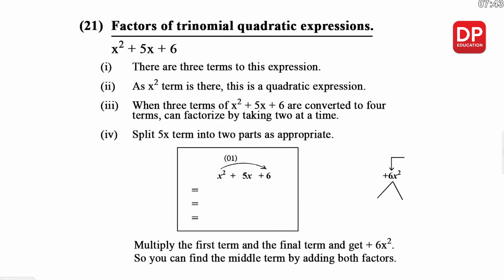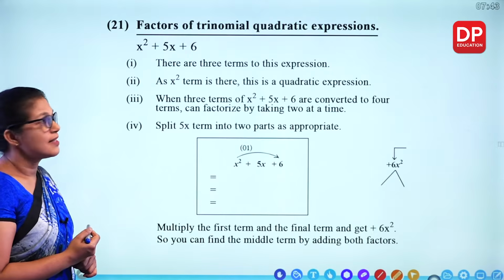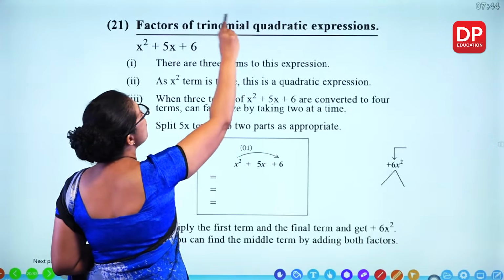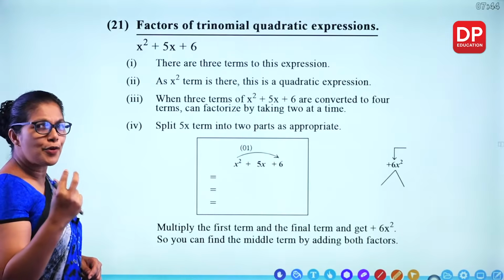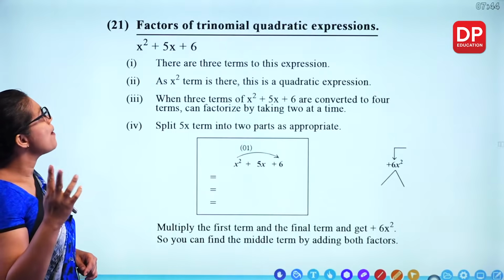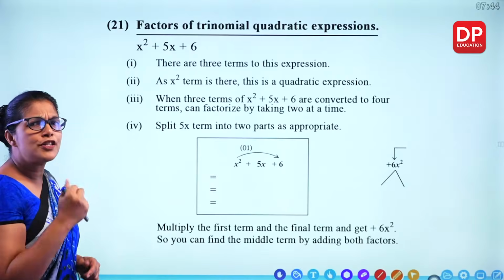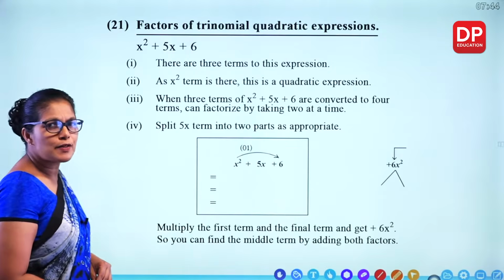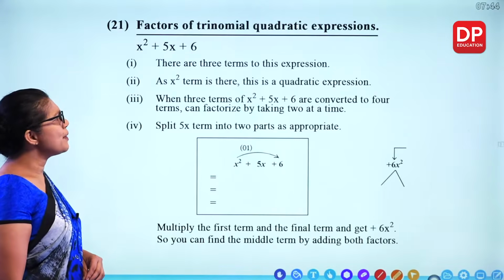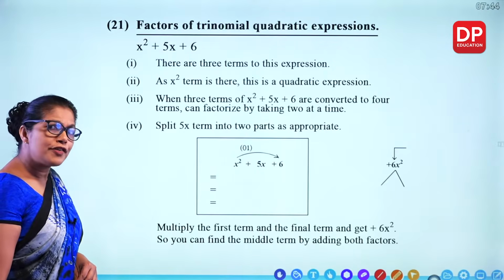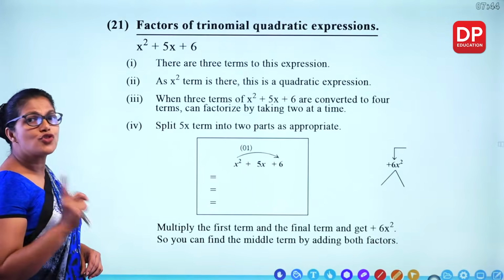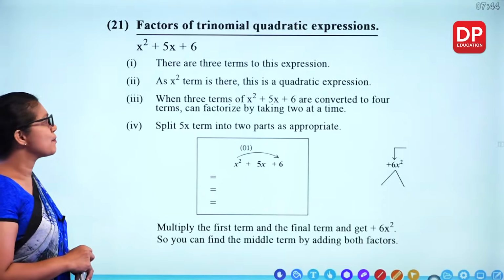Now we need to talk about factors of trinomial quadratic expressions. So you are learning three terms. Trinomial. Bi means 2. Tri means 3. So something about 3. Quadratic expression. What are quadratic expressions? Have you heard about this word? Quadratic means when the maximum power is 2, we call those quadratic expressions.